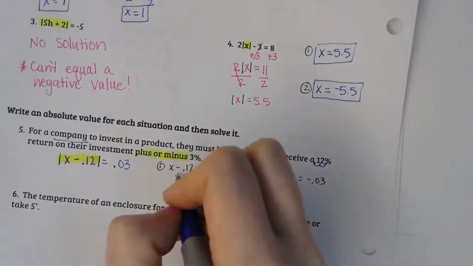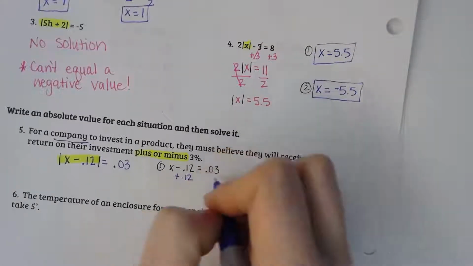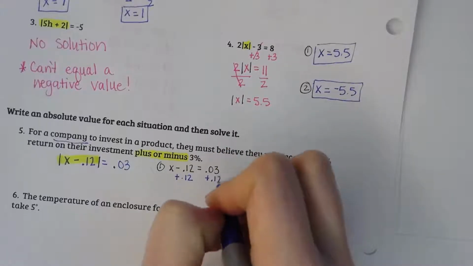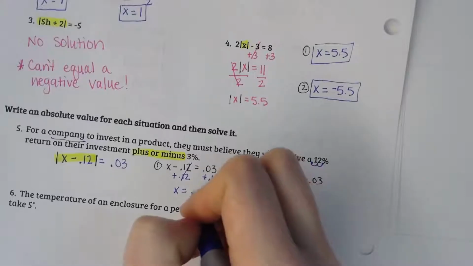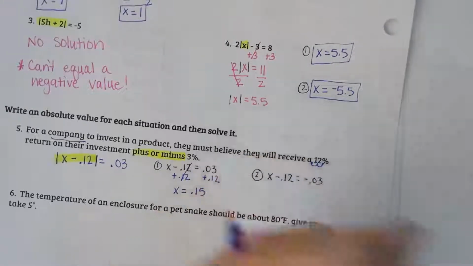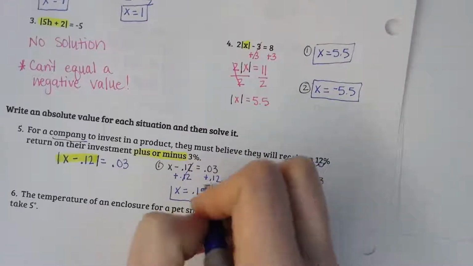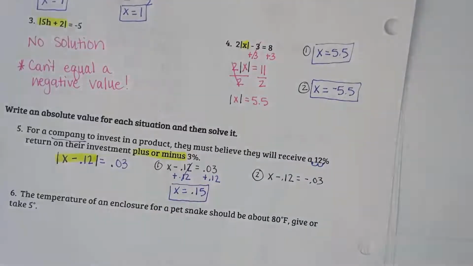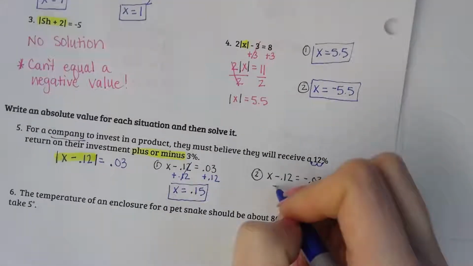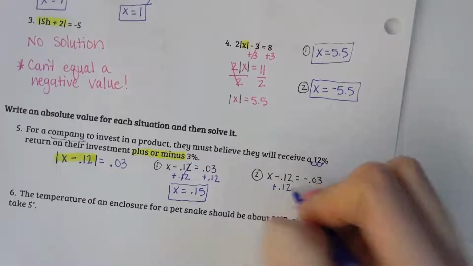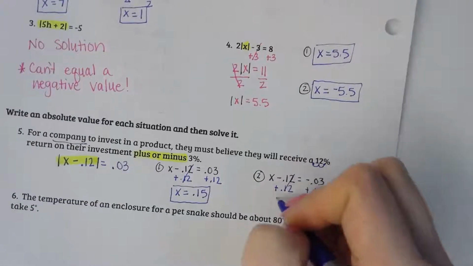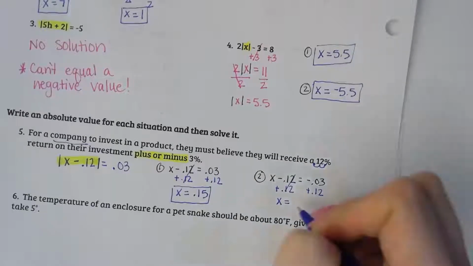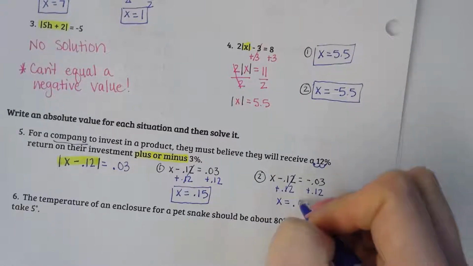So here I'm going to add the 12, or the 0.12. So x equals 0.15. Then add the 12, or the 0.12. So that the x equals 0.09.